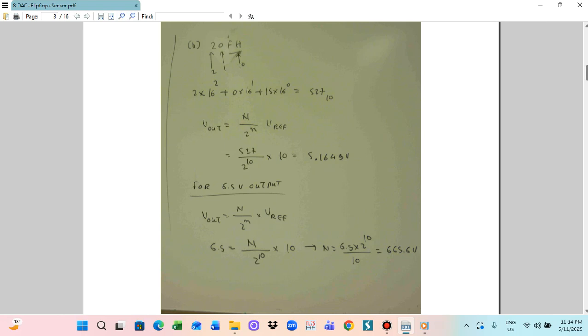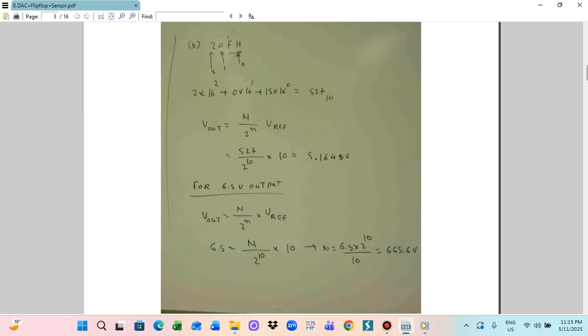Okay, the final part: what input is needed for a 6.5 volt output? In this case, the output is already given. So we use V out is equal to n divided by 2 power n multiplied by V reference. We substitute V out as 6.5. We don't know n; 2 power 10 is multiplied with the reference voltage of 10. So from here you get n: 6.5 multiplied by 2 power 10 divided by 10. So this is how we can calculate n.